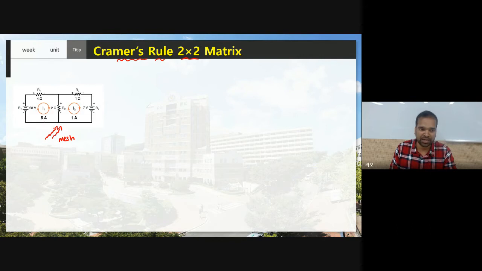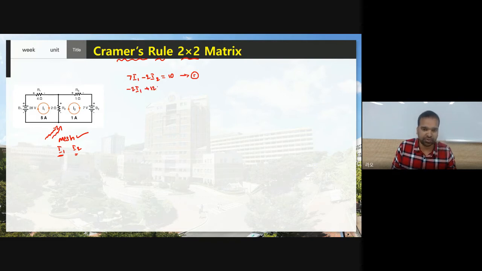What are the unknown parameters in this circuit? I1 is an unknown parameter and I2 is an unknown parameter. By using mesh analysis, I need to find I1 and I2. After applying mesh analysis, I will get two linear equations. For example, let us consider that after applying mesh analysis, I have two linear equations: 7I1 minus 2I2 equal to 10. This is my equation 1. And next one, minus 2I1 plus 12I2 equal to minus 50. This is my equation 2.